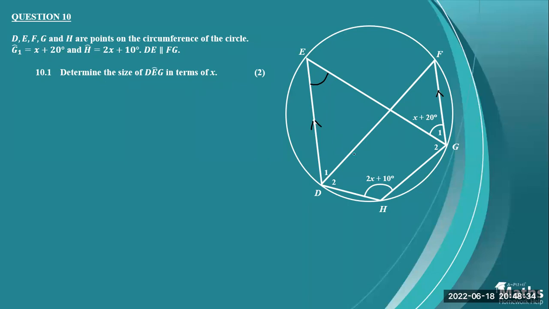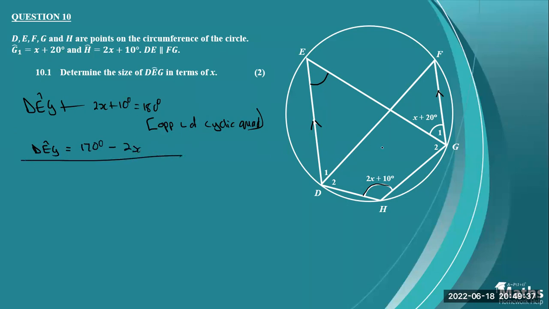So I can see that this one will be equal to 180 minus this one. That's one option. And you see, because it's angles opposite a cyclic quad, they would be equal to 180 degrees. It will be supplementary. So you can either say DEG, that one, plus angle H, plus 2x plus 10, is equal to 180 degrees, opposite angles of a cyclic quad. That's one option. So then it means DEG will be equal to 180 minus 10, which is 170 minus 2x.